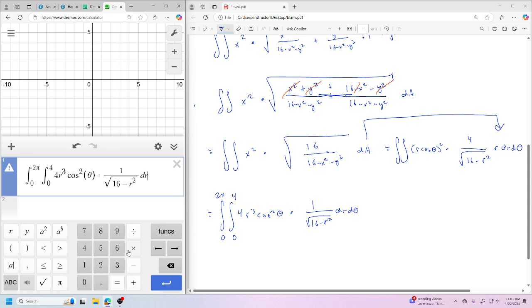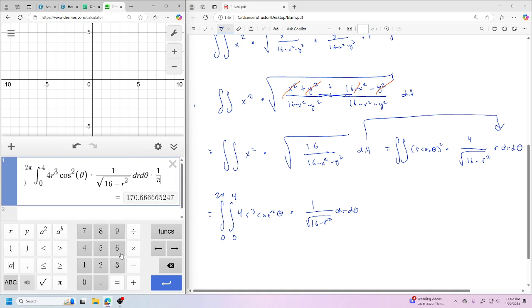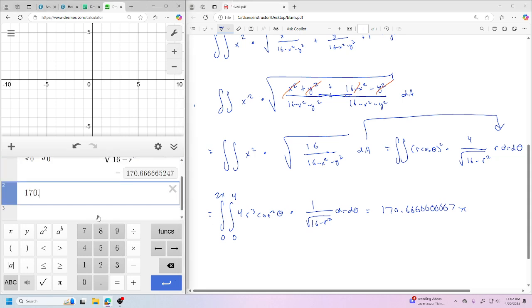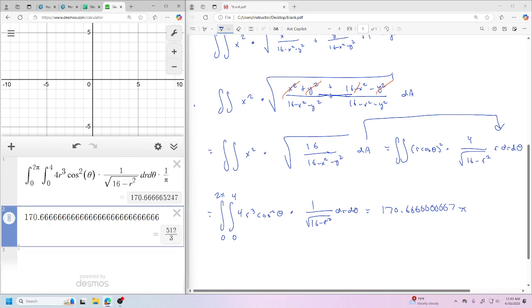Oh, not down there. Of course. Okay, now actually that's not too bad. So I got 170.666666666667 pi, right? But then I can convert this. Desmos kind of let me down a little bit, but all right, there we go. I don't know if this is right or not. I don't think I tried this one, but it seems like it's cool. I'm willing to give it a shot.